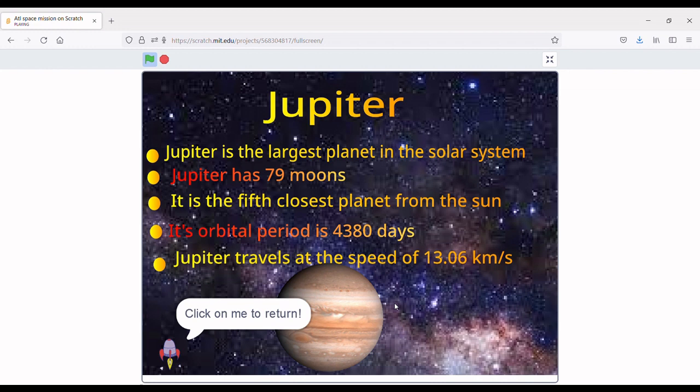second. Jupiter. Jupiter is the largest planet in the solar system. Jupiter has 79 moons. It is the fifth closest planet from the sun. Jupiter's orbital period is 4,380 days. Jupiter's orbital speed is 13.06 km per second.